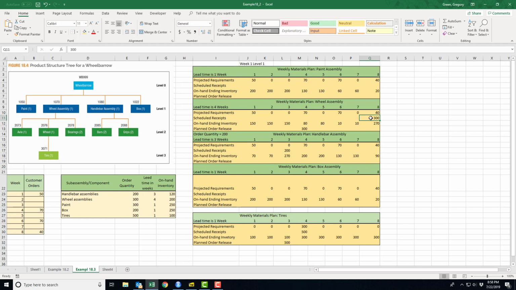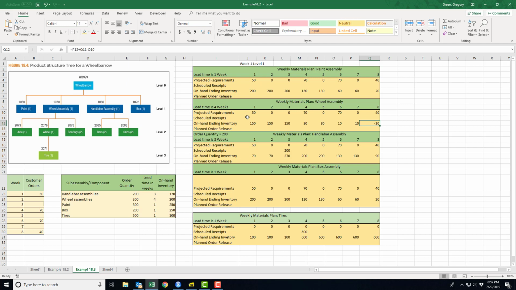Let me play around for just a second. As I walk through this wheel assembly, I notice again that my inventory starts out at 200. I use 50 units, I get nothing. Okay, and I can continue to march across. Eventually I come to this negative 30. If I see a negative number there, I need to make an order.